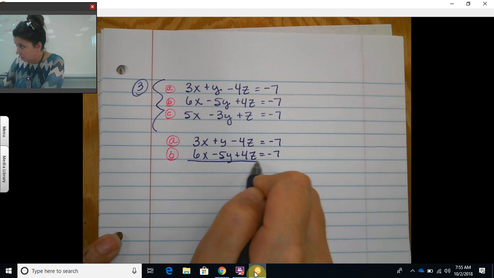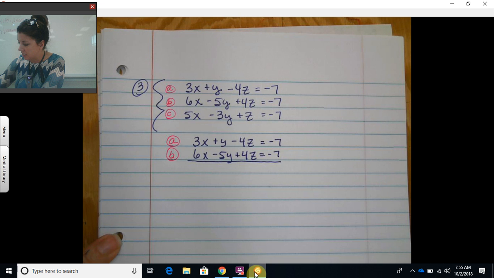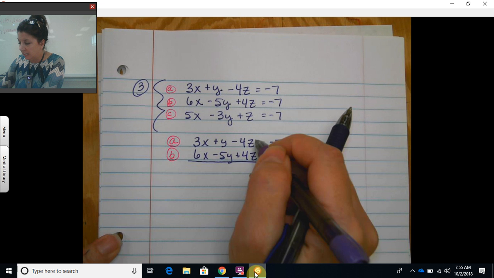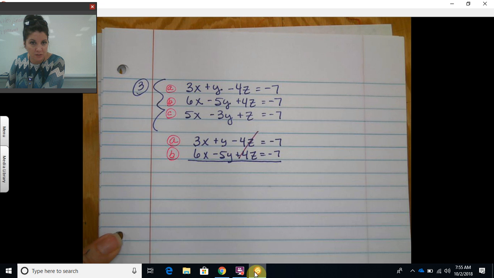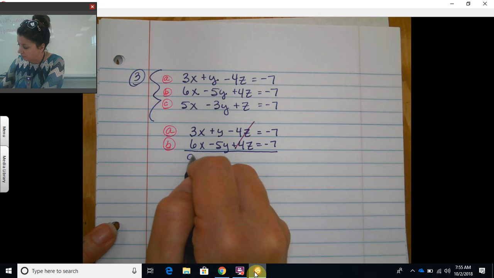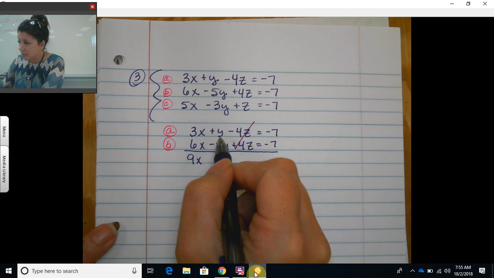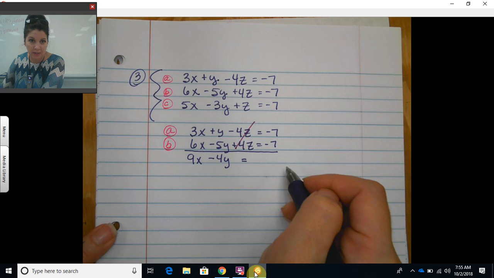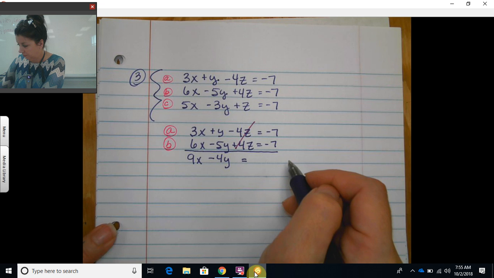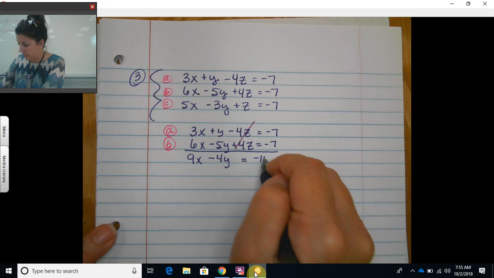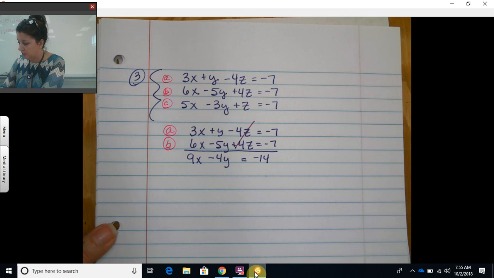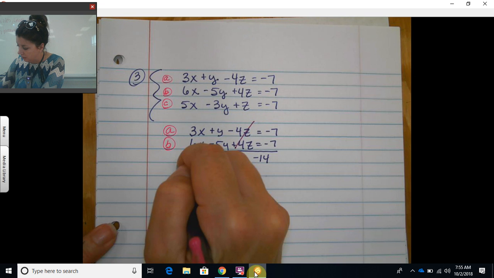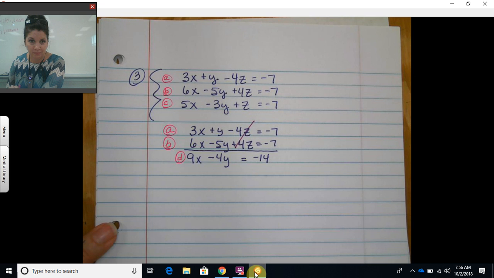So if I pair these 2 equations together, negative 4z and positive 4z eliminate or cancel, or they're 0. Combine like terms, positive 3x and positive 6x make 9x. What is positive y minus 5y? Nice. And is negative 7 minus 7, do they eliminate? Oh, what is it? Negative 14. So if I solve for x or y, I'm still going to have another variable. So I'm just going to call this equation D, and I'll come back to equation D in a minute.